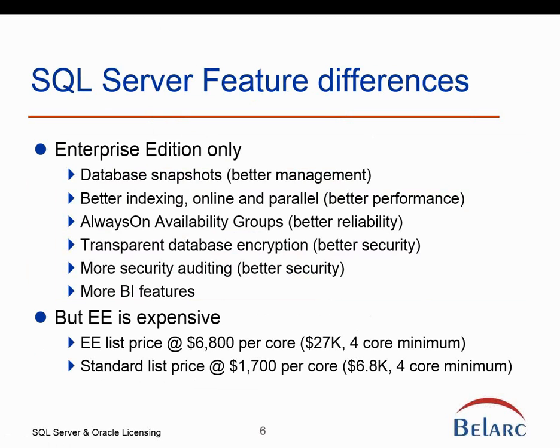But it's expensive. As you can see here, Enterprise Edition is approximately 4 times the price of Standard Edition. It's $6,800 per core. This is list with a 4-core minimum. That's about $27,000 versus a little under $7,000 for the Standard Edition.